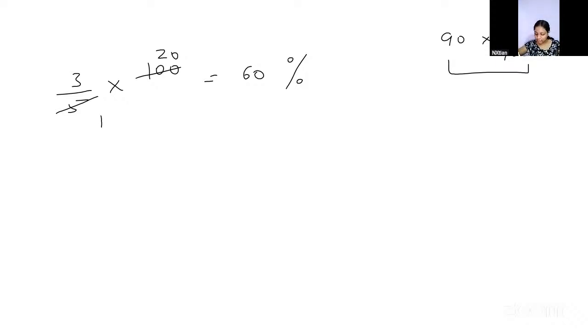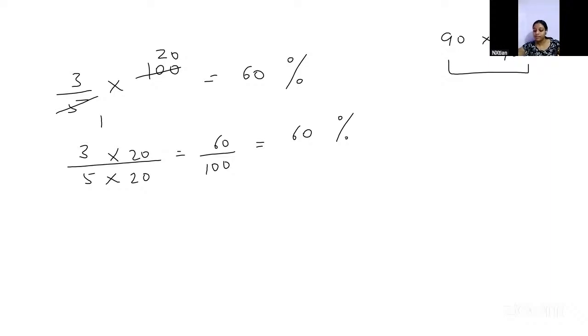There is an alternate method that I did in the previous question. 3 upon 5, multiply by 20 on the denominator and numerator. That is going to give me 60 by 100 or 60%. So either you can directly multiply with 100, or you can make the denominator 100 and then multiply the numerator the same way, and then you will get the percent. You can do it with any method, but the first one is very quick and simple. You can use the first method, just multiply with 100.